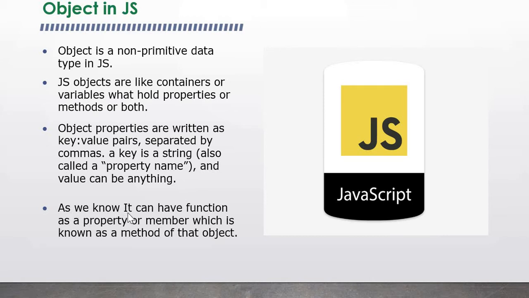Next, an object can also have a function. It's not only key value properties; a JavaScript object can also hold a method, which is also called a function. A function as a property or member is known as a method of that object. The object holds properties, which are key value pairs, as well as methods, which are created to do some specific job. An object can hold properties, methods, or both together.